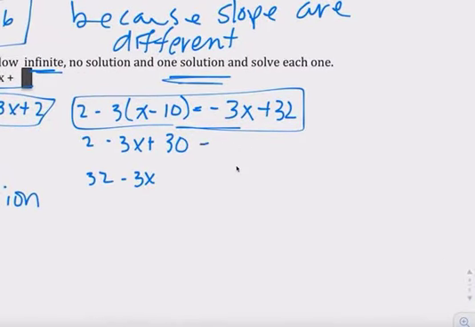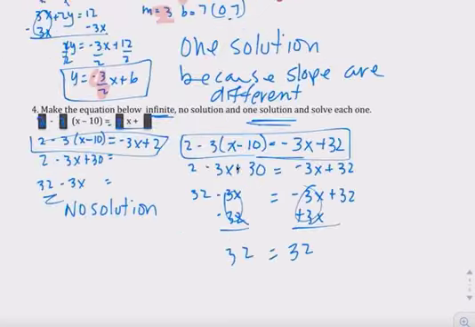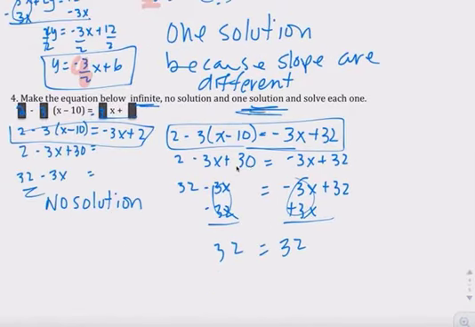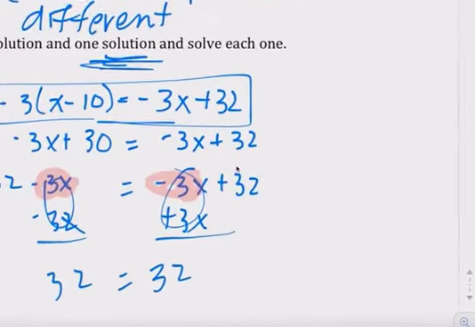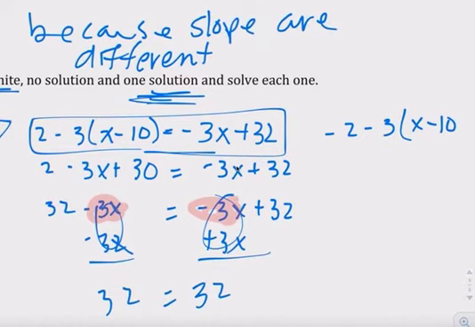So we're going to get this here. If you add 3x to negative 3x plus 32, you notice that's 0, 0, 32 equals 32, infinite solution. This will be no solution, where it doesn't equal. One solution, remember, they're different. To have one solution, this has to be different. So we can use the same number.